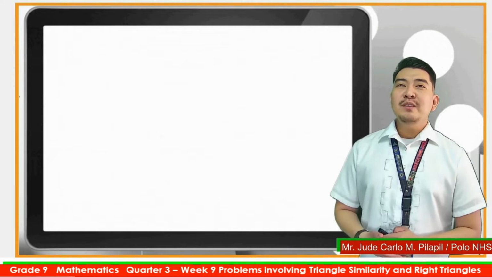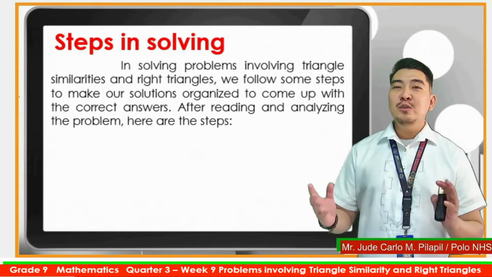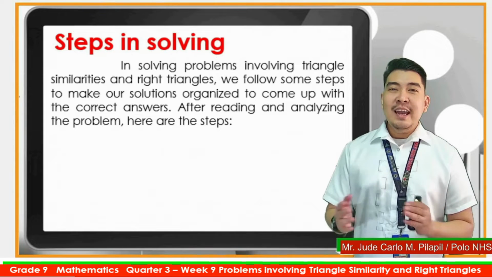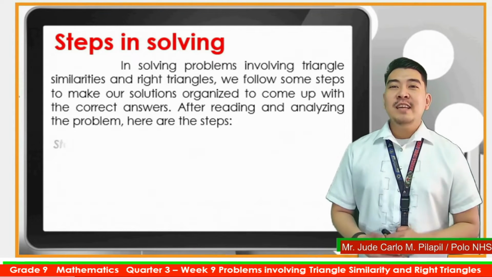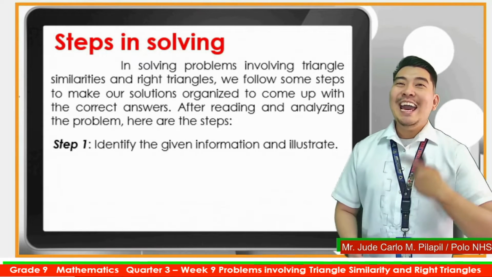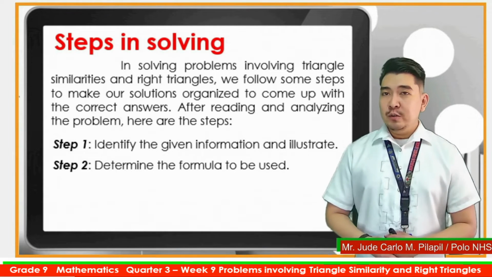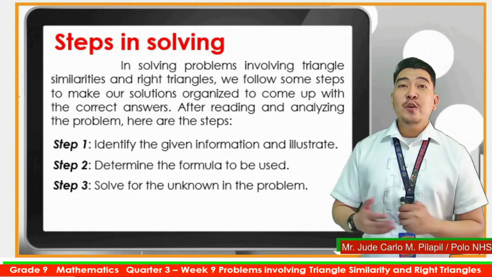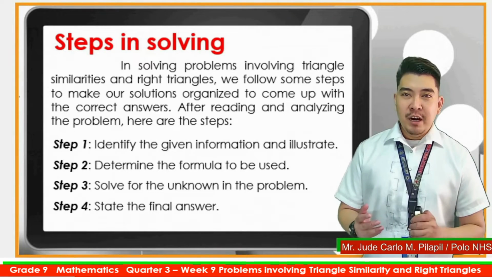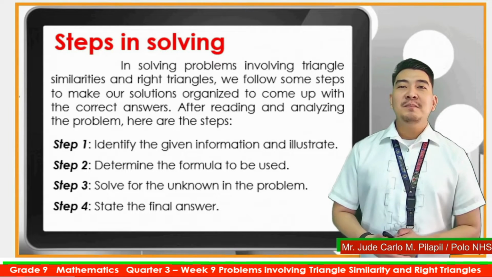In solving problems involving triangle similarities and right triangles, we follow some steps to make our solutions organized to come up with the correct answers. After reading and analyzing the problem, here are the steps. To remind you, step number 1, identify the given information and illustrate the problem. Number 2, determine the formula to be used. Step number 3, solve for the unknown in the given problem. 4, state the final answer. Remember, answers must be in complete sentence and with appropriate units.